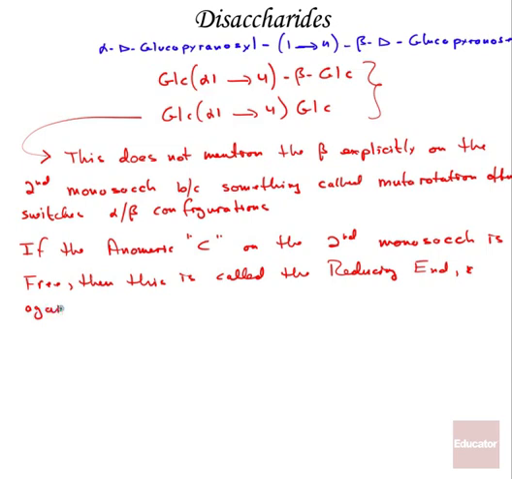And again, we have a reducing sugar. So let me read that again. If the anomeric carbon on the second monosaccharide is free, then this is called the reducing end. And again, we have a reducing sugar. And of course, the other end, the one on the left, the one that cannot be oxidized, that's the non-reducing end. Okay, so maltose, what we just did, is a reducing sugar. Maltose is a reducing sugar.